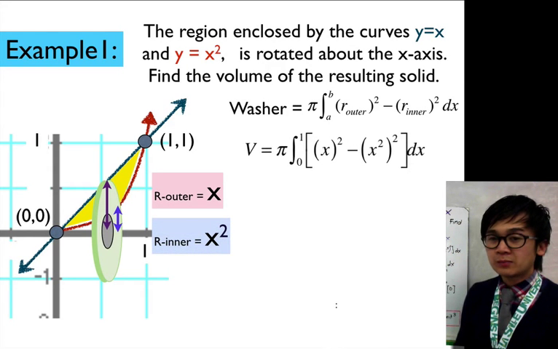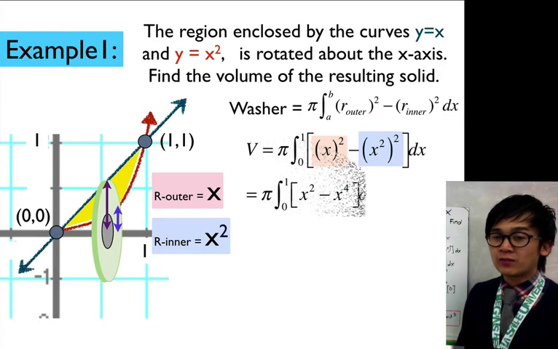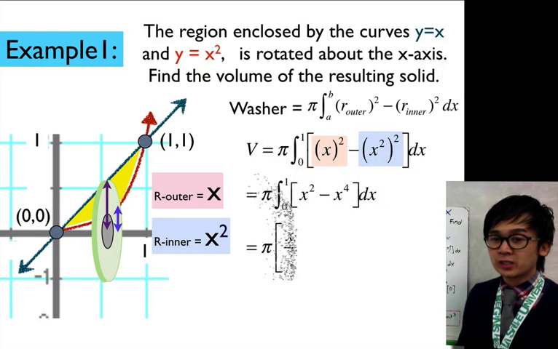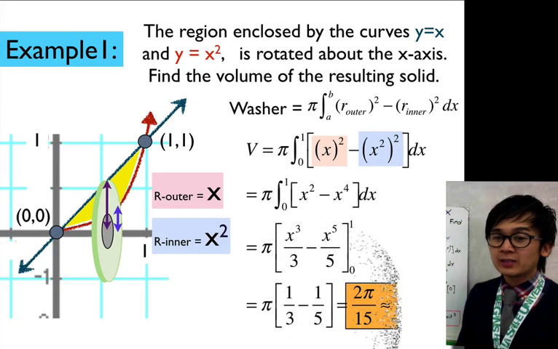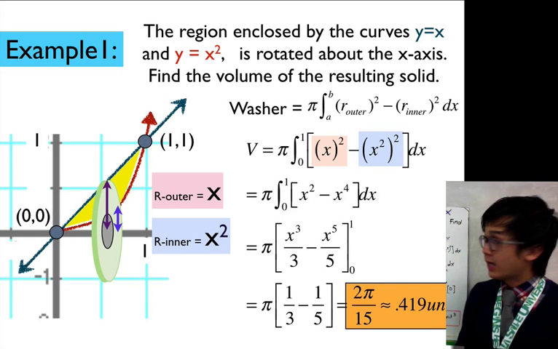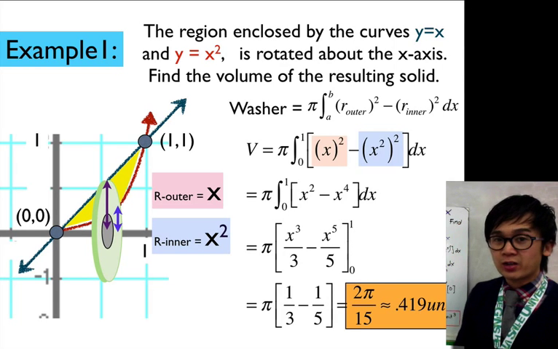Now substituting it to the formula, we'll have the volume equal to pi times the integral of x squared minus x squared raised to 2, which is your inner radius, from 0 to 1. And if you evaluate your integral, it will give you a volume equal to pi times 2 over 15, or 0.419 unit cubed. And that is how we use the washer method in finding the volume of a solid figure. Now let's have another example.